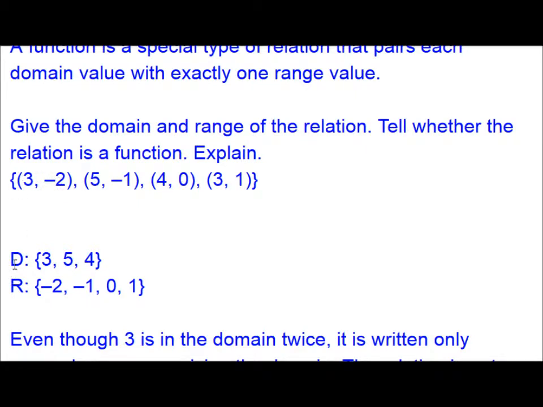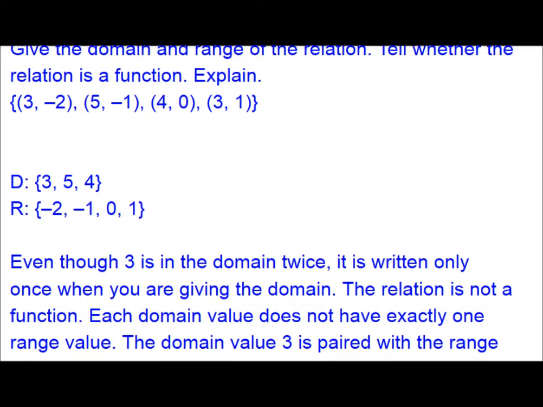So putting all the domain and range together, D is for domain, so 3, 5, 4, again 3. Even if the 3 is written twice, in the domain we will write it only once. So 3, 5, 4, and this 3 is already taken, so it will be written as 3, 5, 4. This is the domain. And what is the range? The range is -2, -1, 0 and 1. So out of all the 4 points, we have separated the domain and the range.